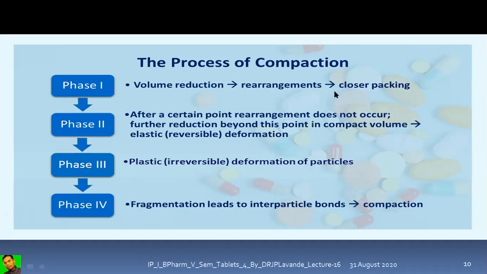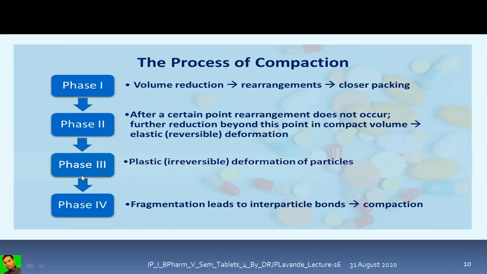They change their size and their shapes in order to get closer packing. Now beyond a certain point, this does not occur. Further reduction in compact volume beyond this point leads to elastic, reversible deformation. What does it mean? If we go on reducing the pressure at this point, the particles will regain their shape. That's why it is said to be reversible and elastic deformation.